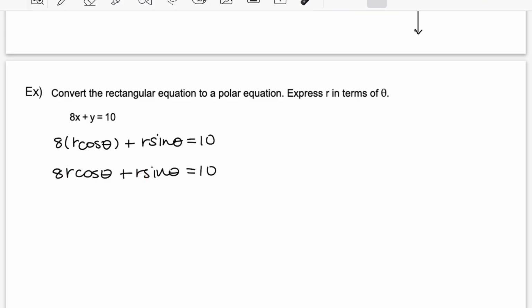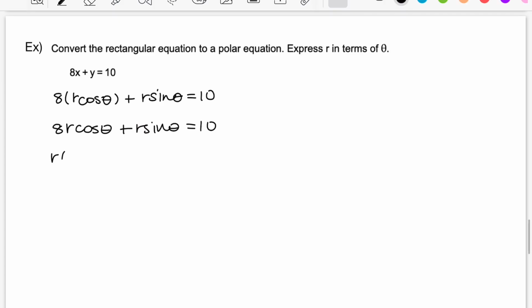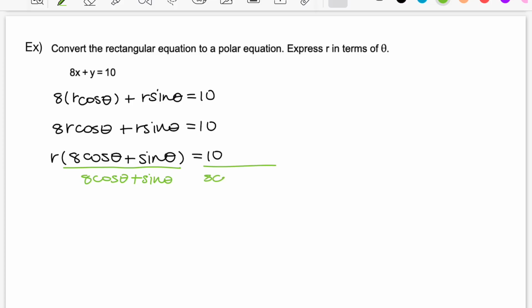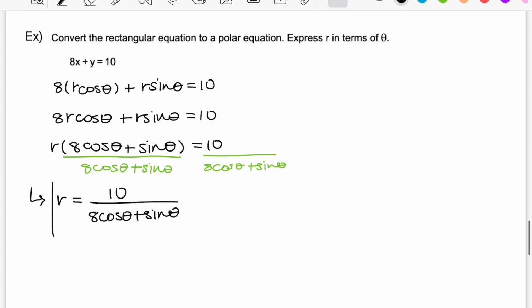Now notice we have an r in both of these terms. So we'll pull that guy out. We have r times (8 cosine theta plus sine theta) is going to be equal to 10. And then we'll divide by 8 cosine theta plus sine theta on both sides of our equation here. In doing so, we'll get r alone. We have r is going to be equal to 10 over 8 cosine theta plus sine theta. So this will be our polar equation in terms of theta.